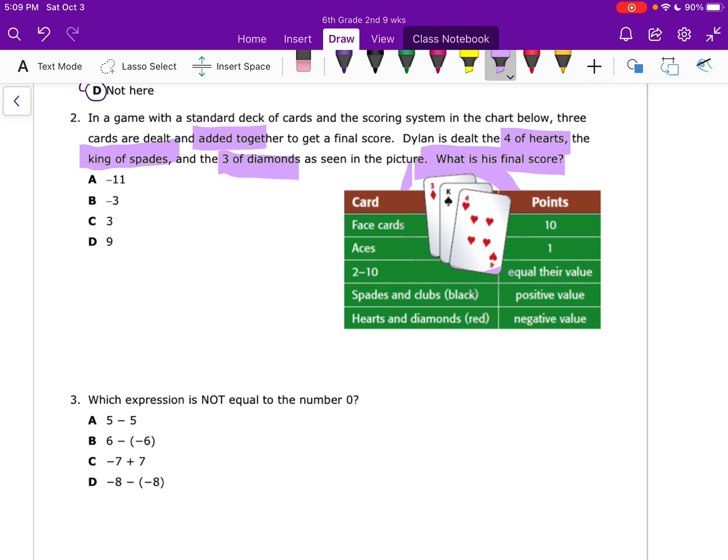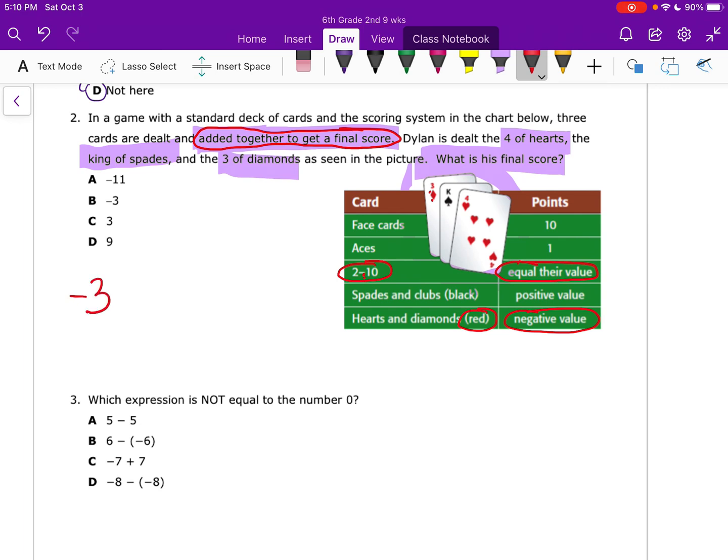Okay, so they told us in the problem that they use a scoring system and that they add it together to get the final score. So we have to look to see what they tell us about the final score. All right, so let's see what each one of these things is worth. So we have a 3 of diamonds. Diamonds are red, so it's a negative value. And it's in the 2 through 3, so it's equal to their value. So the 3 is negative, and it's here in this part, so it would be a negative 3.